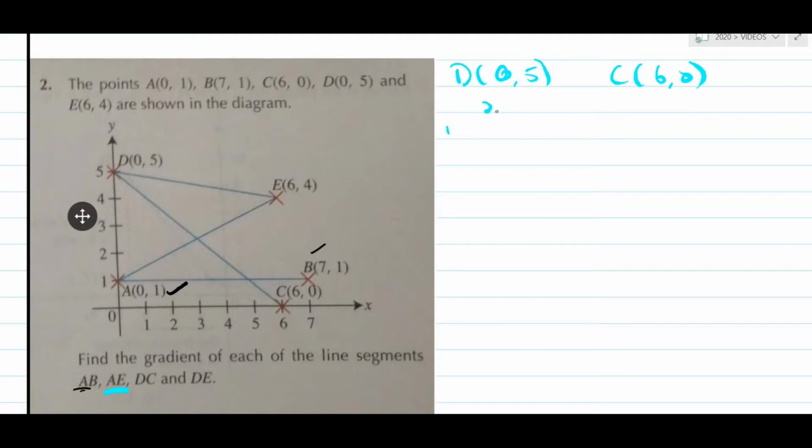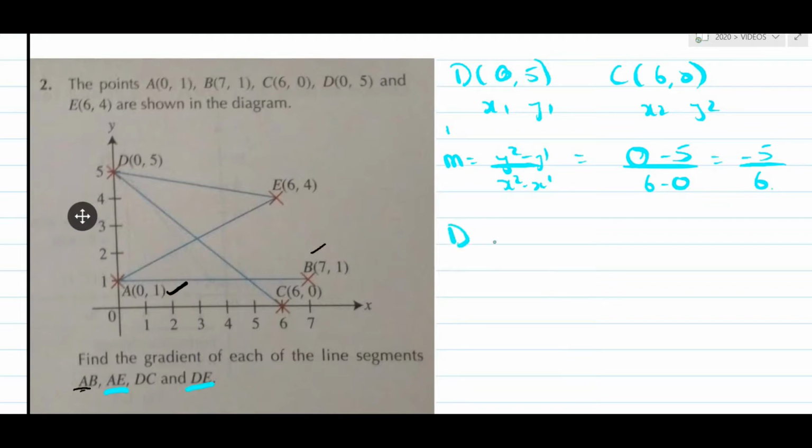Simply write x1 y1, x2 y2 and write down the formula for gradient, which is y2 minus y1 upon x2 minus x1. Just plug in the numbers. 0 minus 5 upon 6 minus 0, therefore minus 5 upon 6, and this is going to be your gradient. Last but not the least, we need to find the gradient of DE. D is 0, 5 and E is 6, 4.